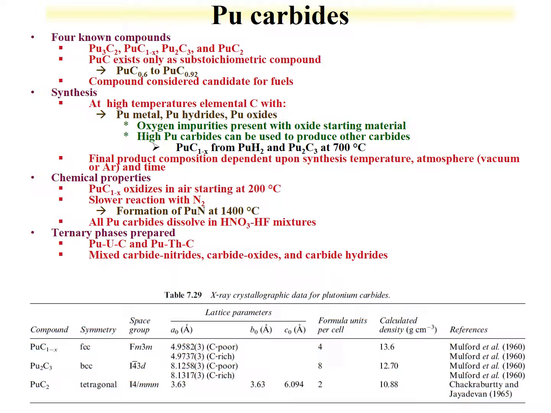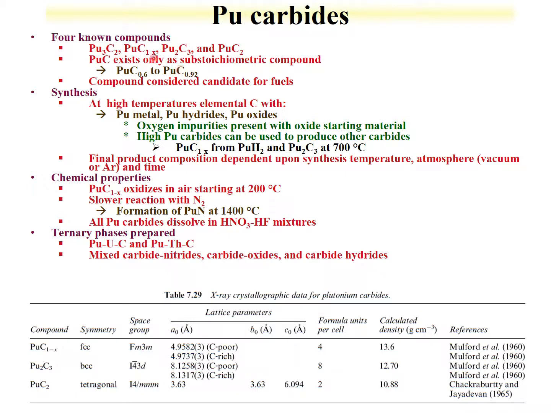Other plutonium compounds are the carbides. Carbides have been proposed as nuclear fuel. There's 4 known plutonium carbides listed here. The plutonium monocarbide exists only as a substoichiometric compound, so PuC 0.6 to just a little bit below 1. And these, as I stated earlier, are considered as candidates for fuels. For the synthesis of plutonium carbides, you can use the metal, the hydrides, or the oxides with elemental carbon. So they can be combined together at high temperature, and the carbides are produced.